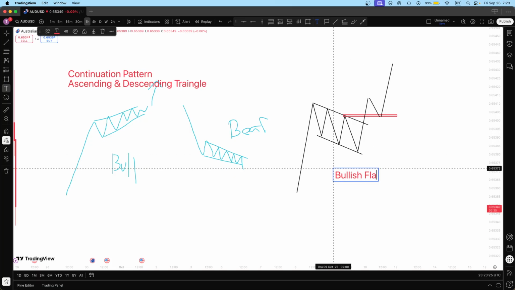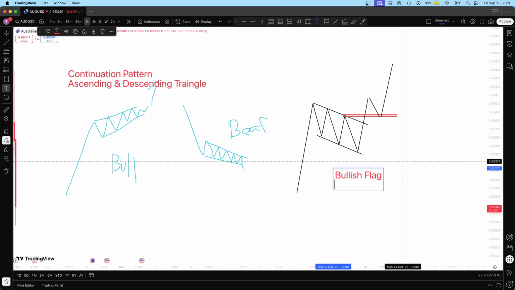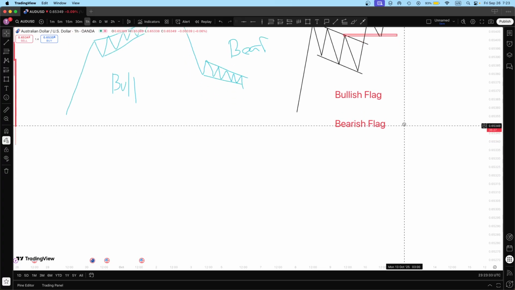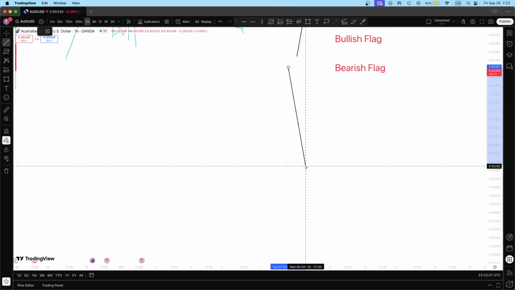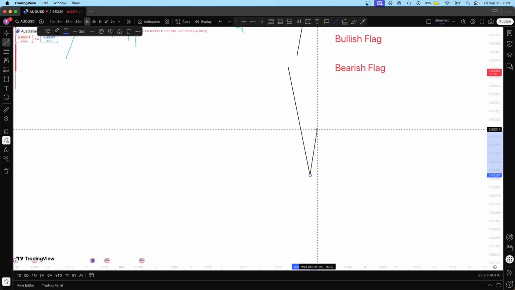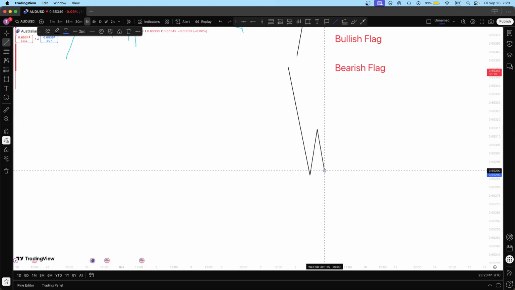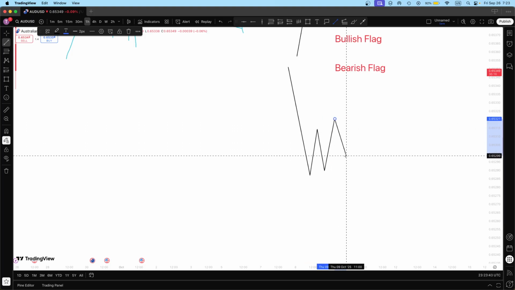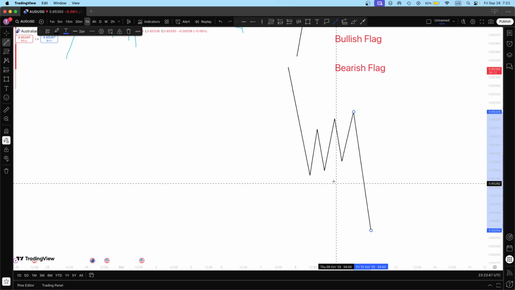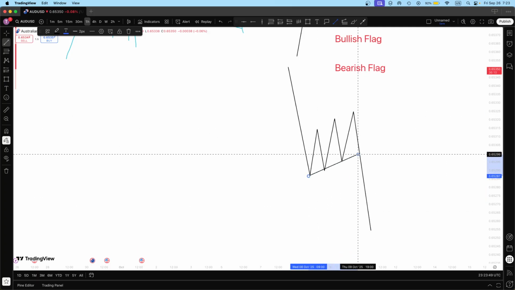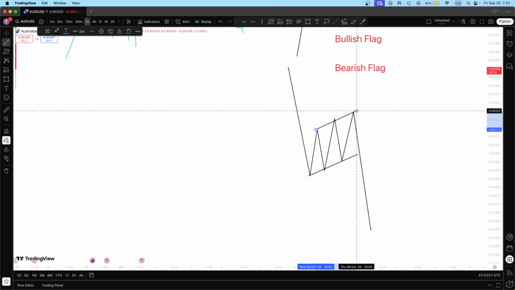So this is a bullish flag, and then we look at the bearish flag. The bearish flag is the opposite of it. So you have like this, and then like this, and then drop. This one looks very neat.